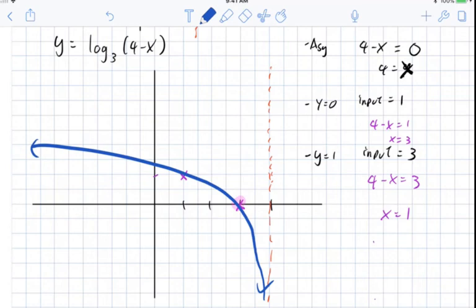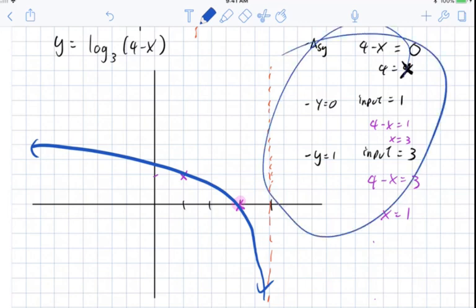Okay, so that's it for graphing logs. You just have to ask yourself these 3 things, and then you're good to go. Remember that asymptote. Super, super important.